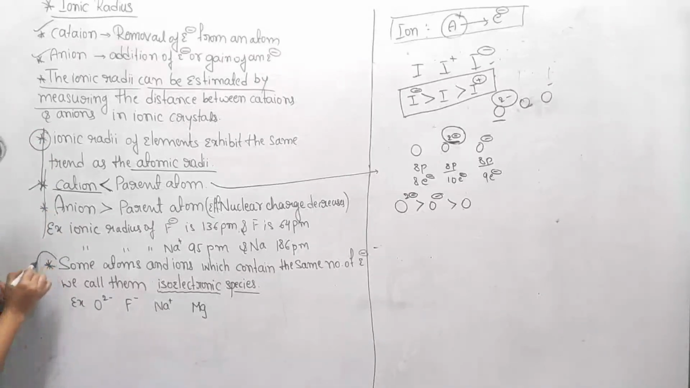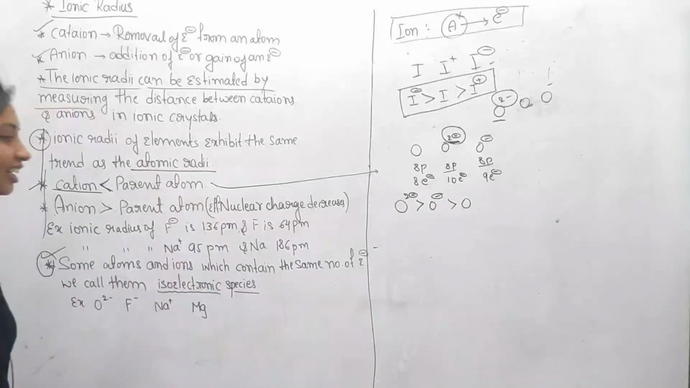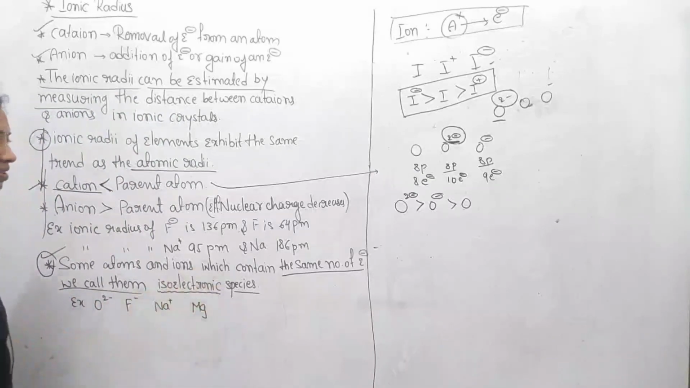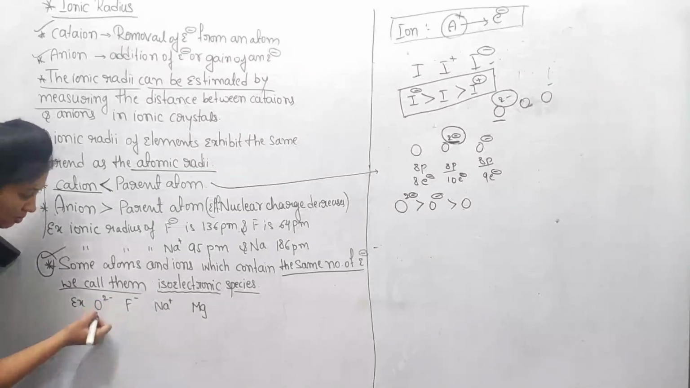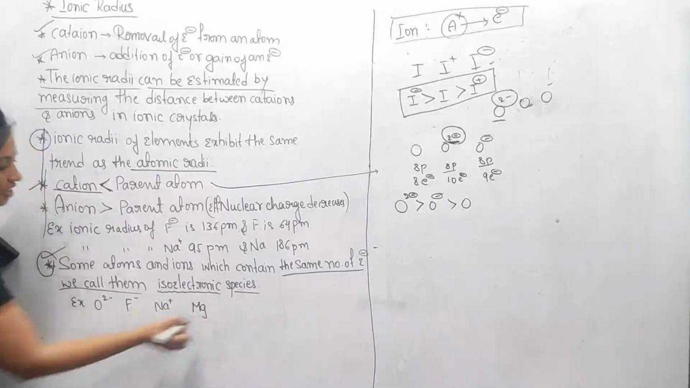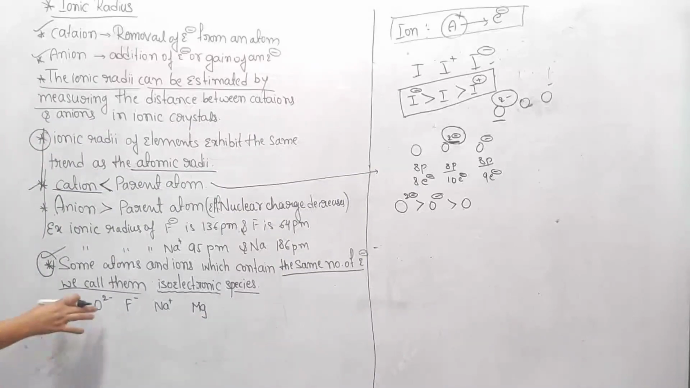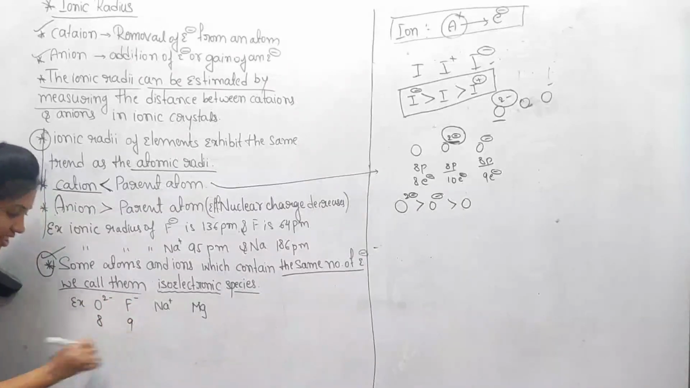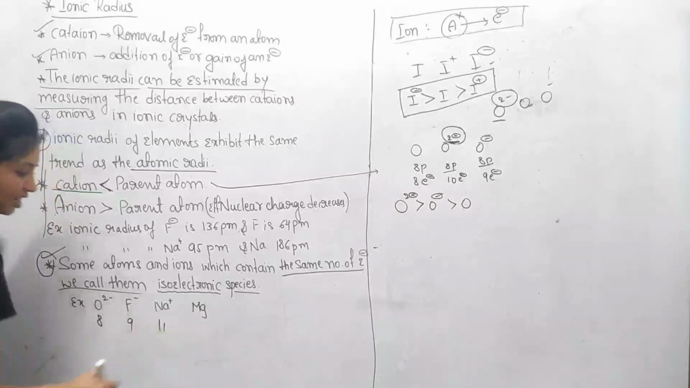And another point, this is a very important point, guys. Just remember, atoms and ions which contain the same number of electrons, we call them isoelectronic species. For example, consider here we have O2 minus, fluorine minus, Na plus and Mg2 plus. First I wish to write their atomic numbers. The oxygen atomic number is 8. Fluorine atomic number is 9. Sodium atomic number is 11. Magnesium atomic number is 12.